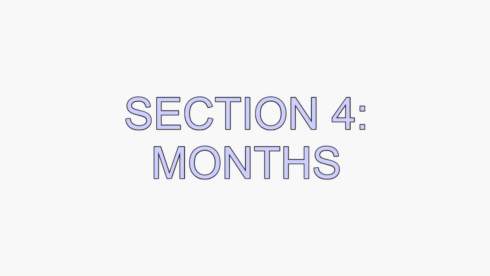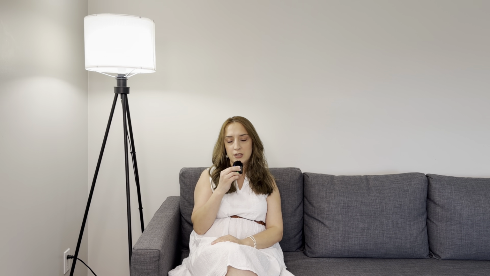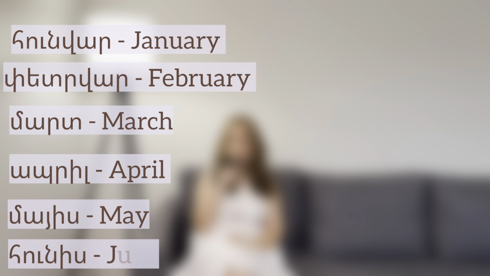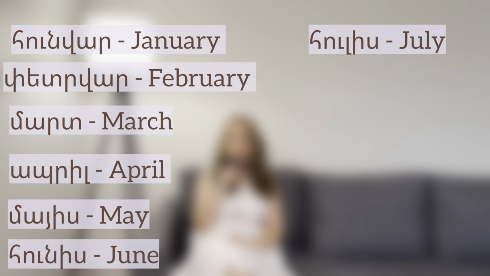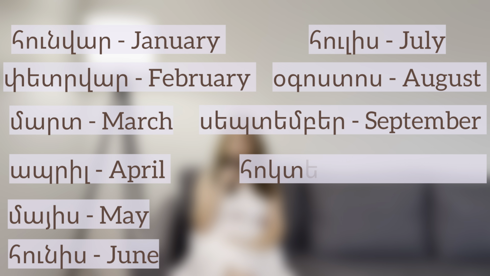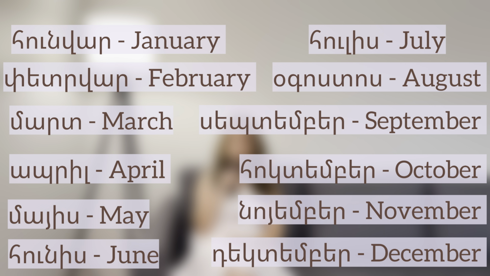Section 4, months. Ամիս is month. Now 12 months of the year. Հունվար, փետրվար, մարտ, ապրիլ, մայիս, հունիս, հուլիս, օգոստոս, սեպտեմբեր, հոկտեմբեր, նոյեմբեր, դեկտեմբեր. When we use the months in the sentence, we add in the end of the month.